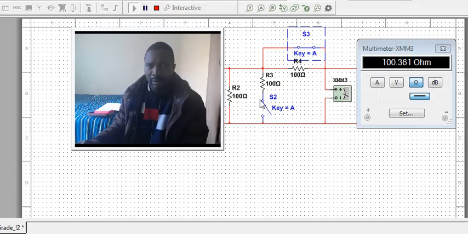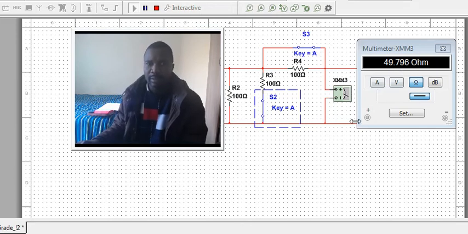We measure across. Now, the total resistance of a parallel, the inverse total resistance of this combination will be the sum of the reciprocal of the resistance. So 1 over RT is equal to 1 over R2 plus 1 over R3. Mathematically, in this instance where the values are equal, the total resistance will be half, which is 100. Half of 100 will be 50. Let's see if that will do. It is 49.796, close enough.